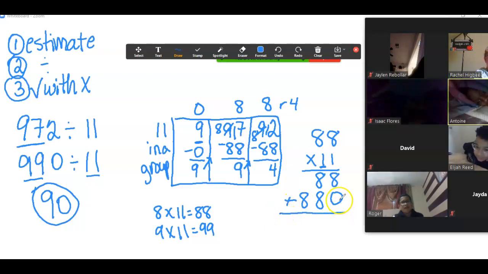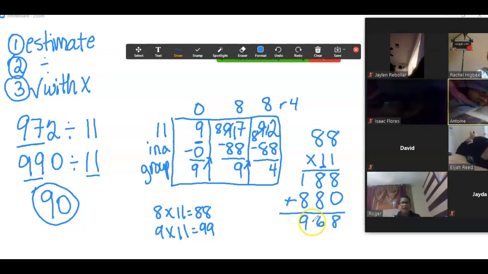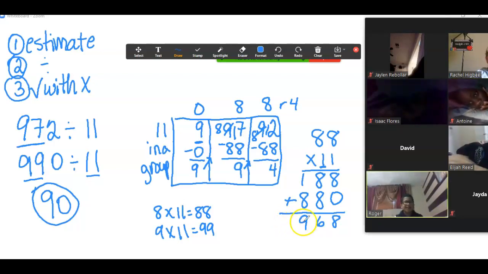Okay, so now we have to add them. So 8 plus 0, 8 plus 8, and 8 plus 1. 9. Okay. Now, is that what we started with? No, why not? Exactly, good. Okay, so we have to add that remainder in.